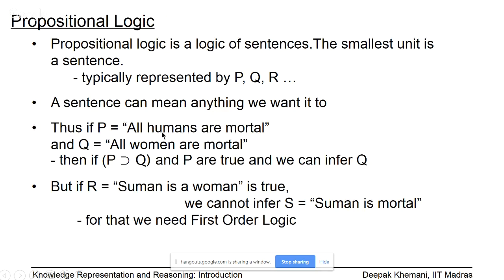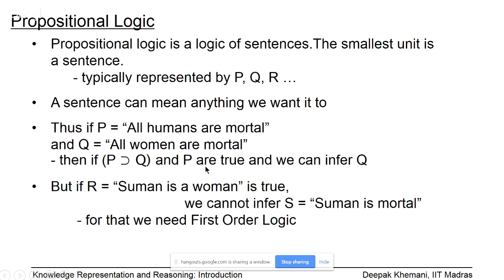So if we have a sentence P like all humans are mortals and Q is all women are mortal, and if we are told that P implies Q is true, then we can infer that Q is true. But if somebody says that R is a sentence which stands for Suman is a woman, and it is true, we cannot infer that Suman is mortal, because in propositional logic we cannot look inside sentences. We can only take the sentence as a whole, and there is no sentence in our knowledge base which says Suman is a woman essentially. It says all humans are mortal, all women are mortal, and that kind of stuff.